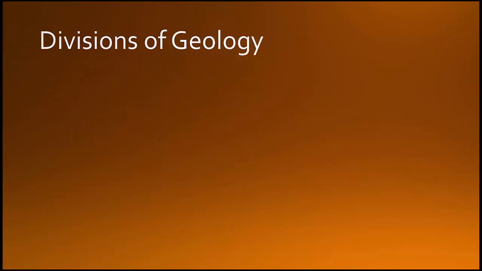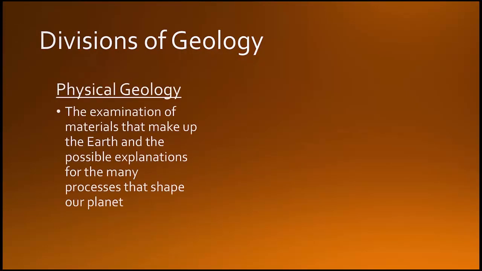And really, there's two divisions of geology. The first one's physical geology, and that's the examination of materials that make up the Earth and the possible explanations for the many processes that shape our planet. So we're going to look at the rocks, the minerals, the basic composition of it, the different layers of the Earth. We're going to also try to figure out some of the possible explanations for things like the shapes of the continents. Where did certain volcanoes or mountain ranges come from? All right, why are certain mountains volcanoes and others not?